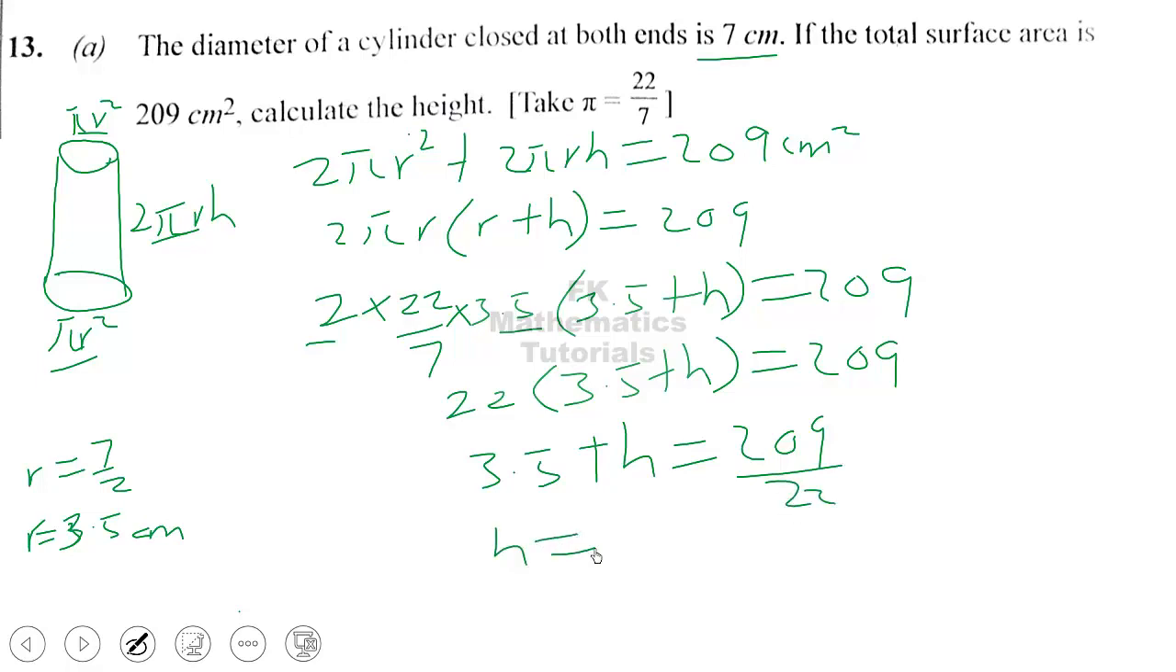So h will be equal to 9.5 minus 3.5. And that will give you, let me check on the calculator again, 9.5 minus 3.5, that will be 6. So 6 centimeters. Make sure you add the unit.